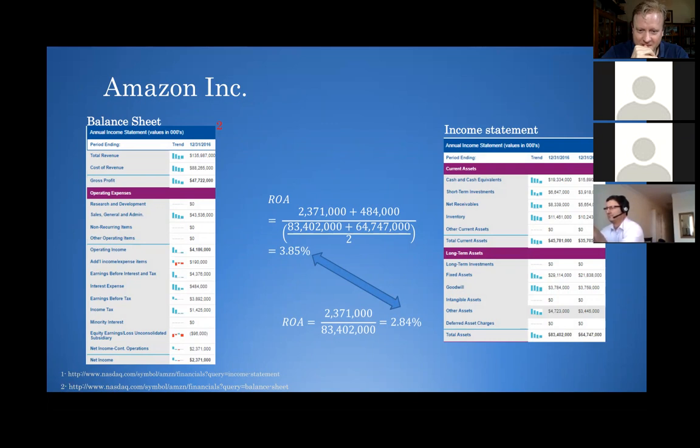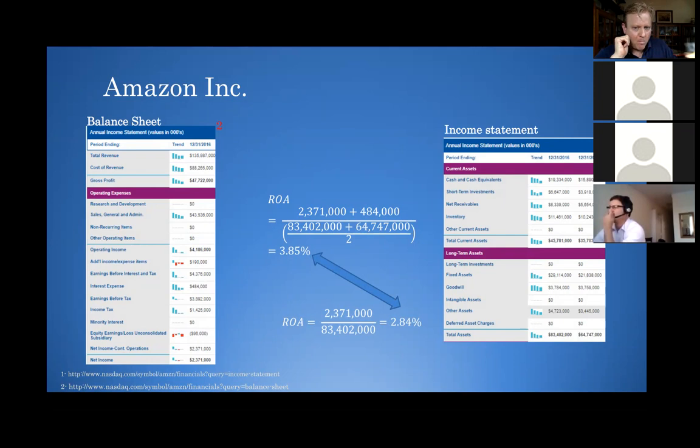Basically, if you look at their income statement, you need to look at the one from 2016 and the one from 2015. So the average basically is taking the one from 2015 added to the one from 2016 and divided by 2. And your return on assets for 2016, you take the net income and you add the interest expense to that, and you end up with a percentage that's 3.85%.